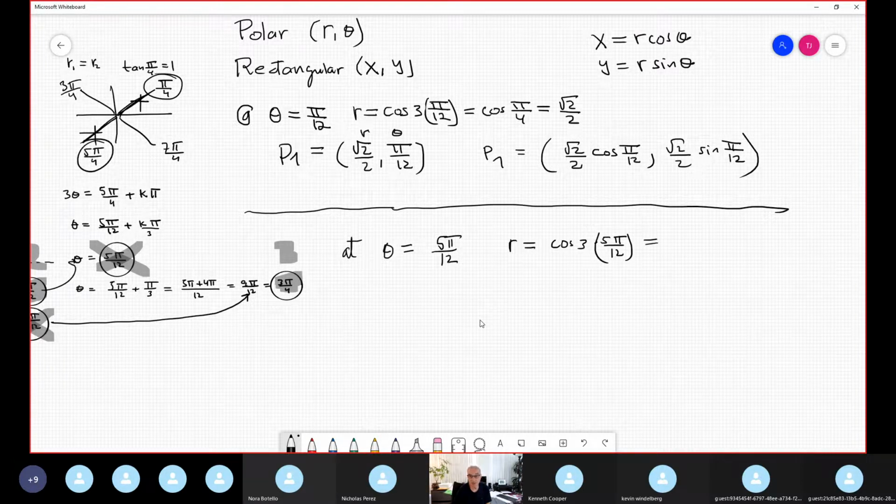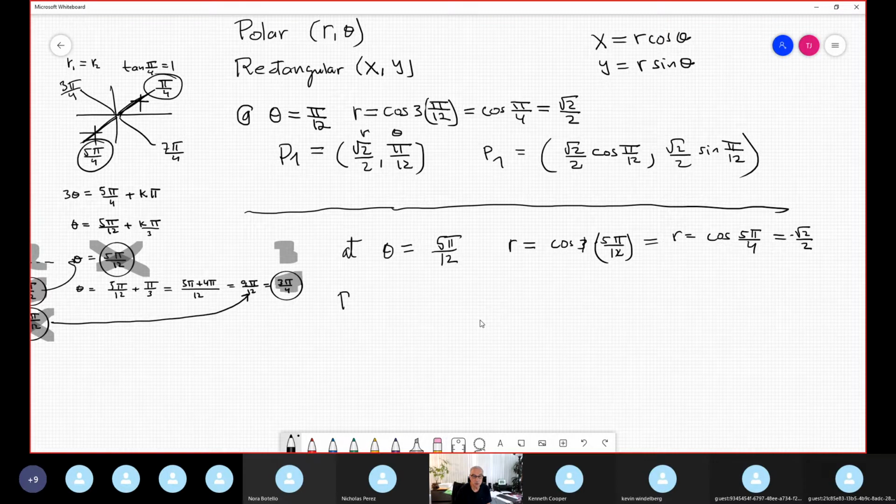This is equivalent to saying r equals cosine, with a little simplification, divided by 3, is cosine 5 pi over 4. Again it is radical 2 over 2, but in this case it's negative, because 5 pi over 4 is located in the third quadrant. Yes, it's negative.